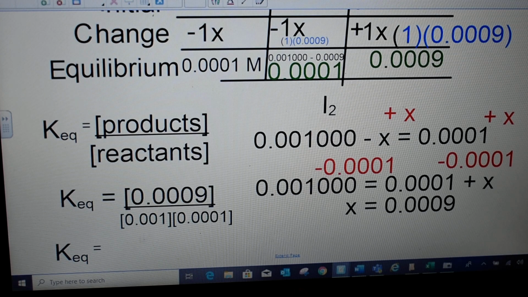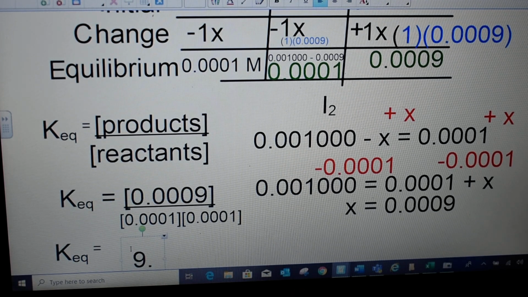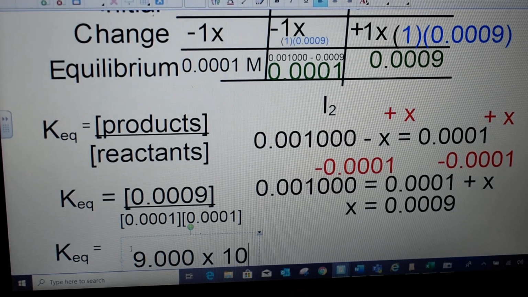Oops, did you notice what I did here? You probably did because you're smart. I should have had an extra 0 there. All right, so 0.0009 divided by the product of 0.0001 by itself. And that gives me a KEQ value of 9.000 times 10 to the 4th.